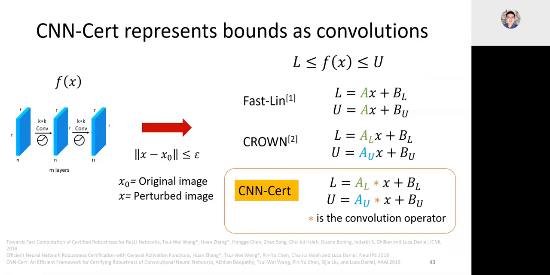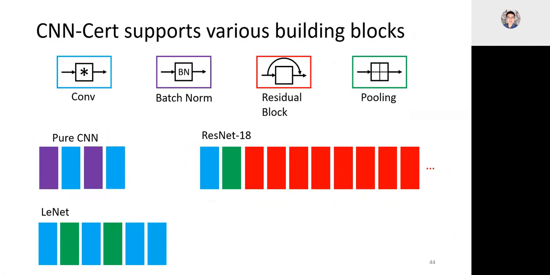So here we are really leveraging the convolutional nature of a convolutional neural network, and so we can represent the upper and lower bounds in terms of convolution operations and make the computation more efficient. So CNN-Cert is basically a technique that we build upon CROWN. So it includes all the benefits of CROWN. It can also support general activation functions, but it can also support other things that we haven't shown for CROWN. For example, CNN-Cert can provide support to various building blocks.